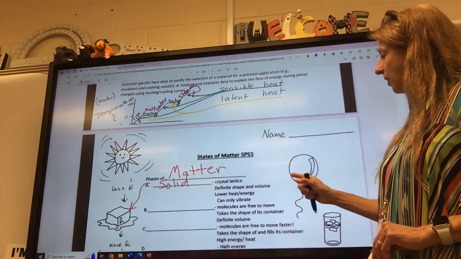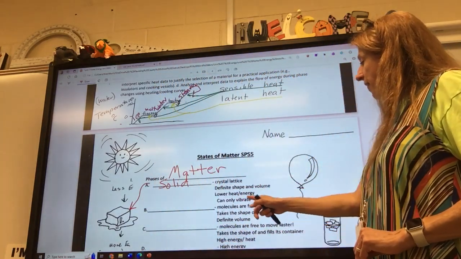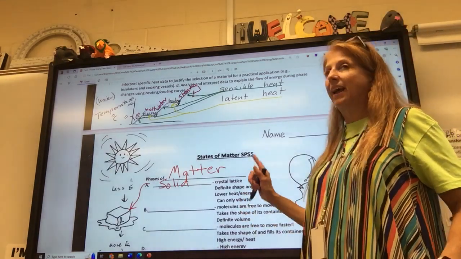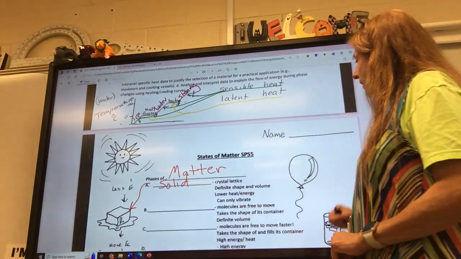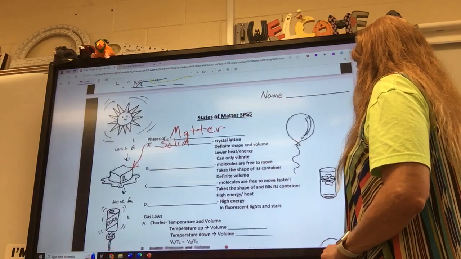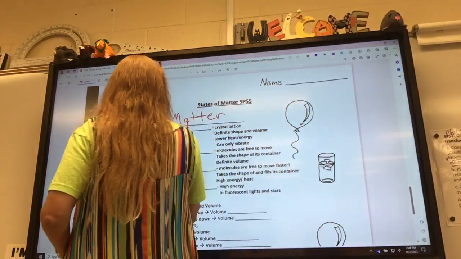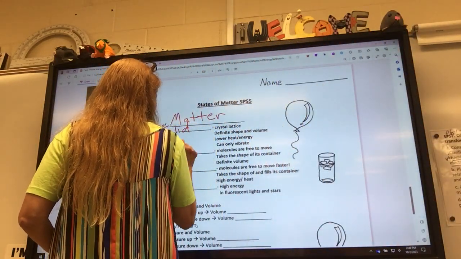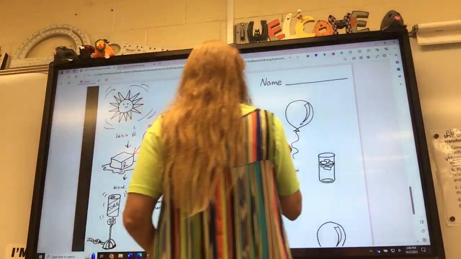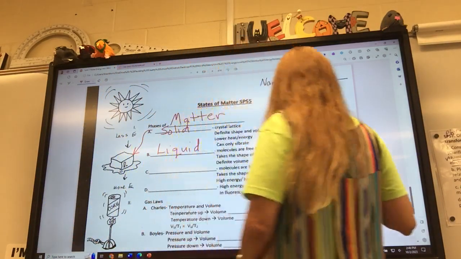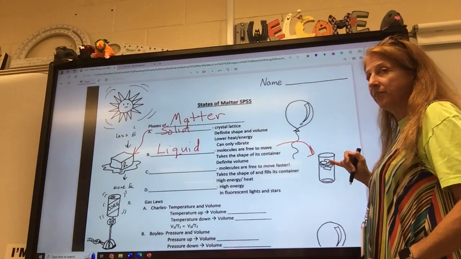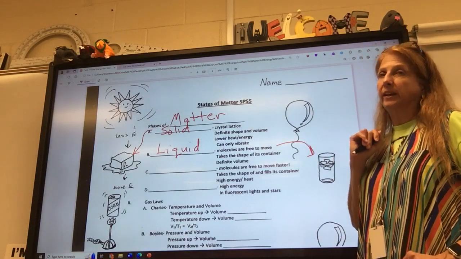The next one, molecules are free to move. They take the shape of their container, but it has a definite volume. It's liquid. The answer is liquid. I heard it. So here's my liquid. See how it takes the shape of the container, but it has a definite volume. It doesn't fill the container.